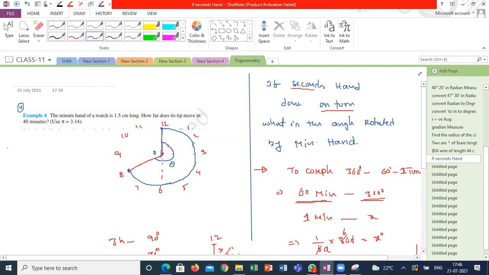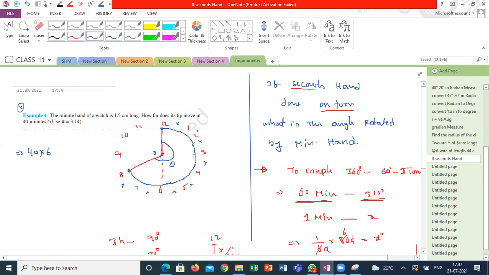Anyone? 40 into 6. Why 40 into 6? We already calculated that for 1 minute it will take 6 degrees, or you can say for every 5 minutes it will take 30 degrees. 1, 2, 3, 90. Again, 30 plus 30, 60. So 180 plus 60 is how much? 240. Let's see whether I'm getting 240 or not.